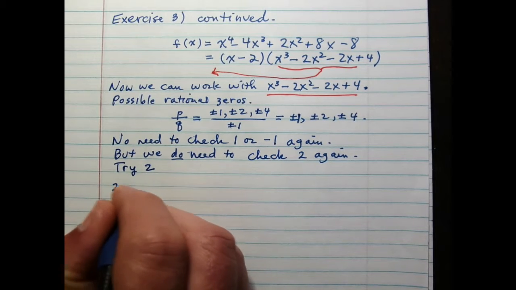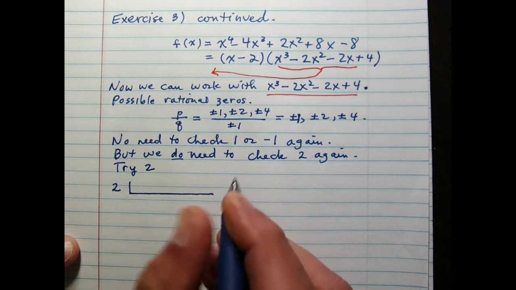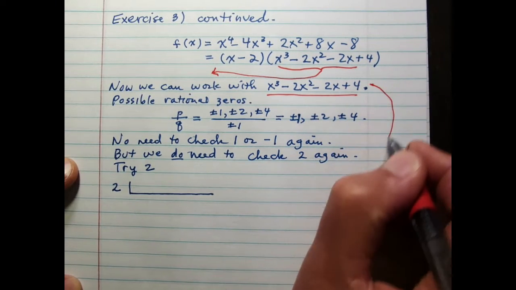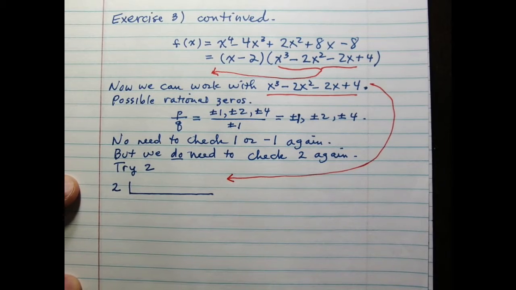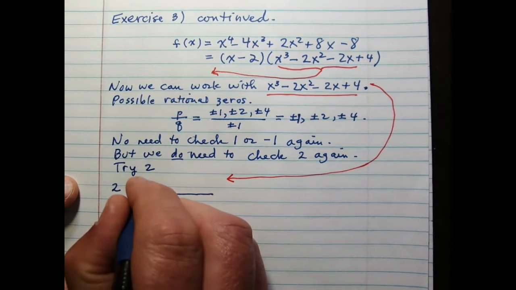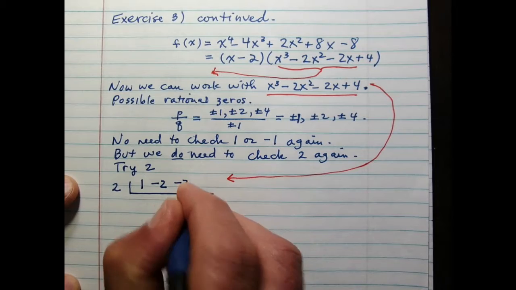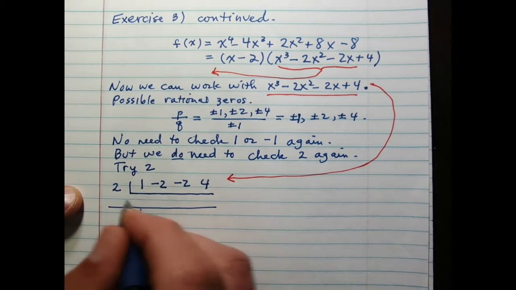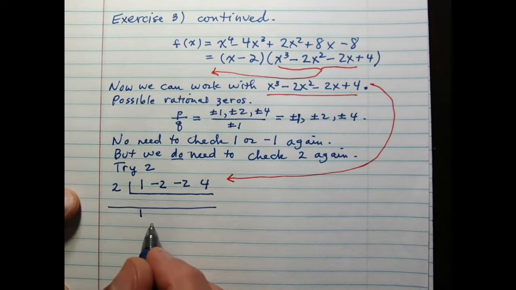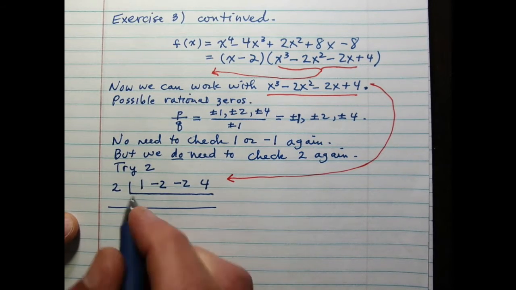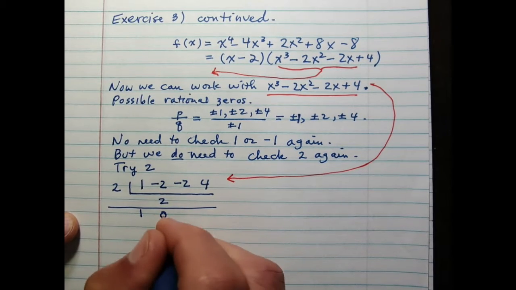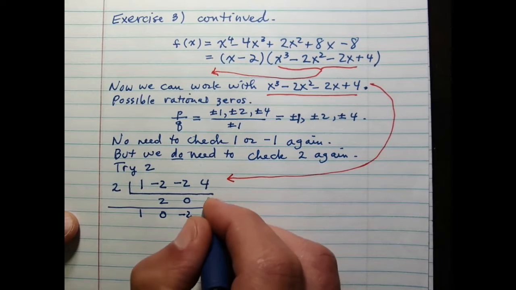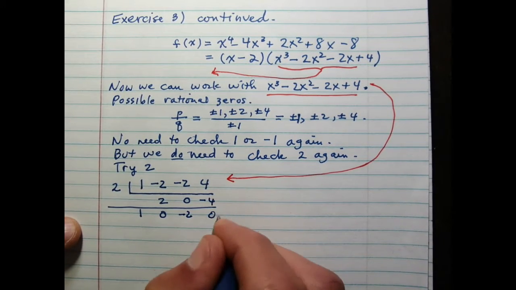And so we're going to set up our synthetic division box with the coefficients of this third degree polynomial: 1, negative 2, negative 2, 4. The nice thing is as you work through these steps, it gets less and less complicated, because you get smaller and smaller polynomials to work with. 2 times 1 is 2. Add these together, we get 0. 0 times 2 is 0. Add these together, we get negative 2. Negative 2 times 2 is negative 4. Add these together, we get 0.